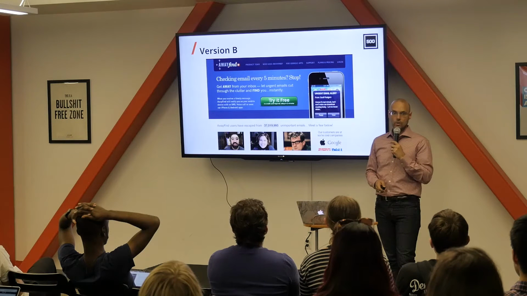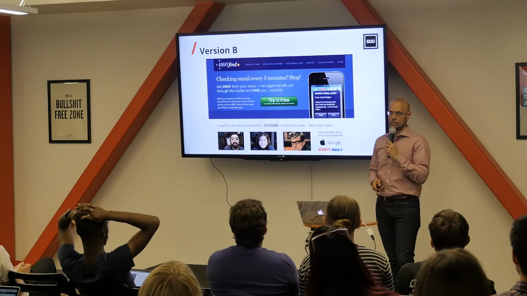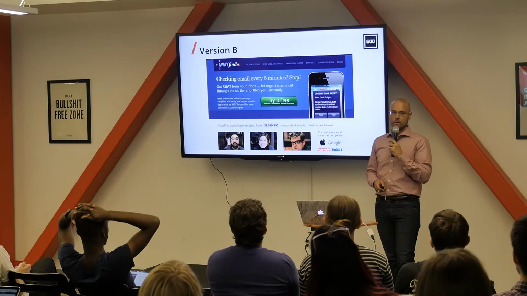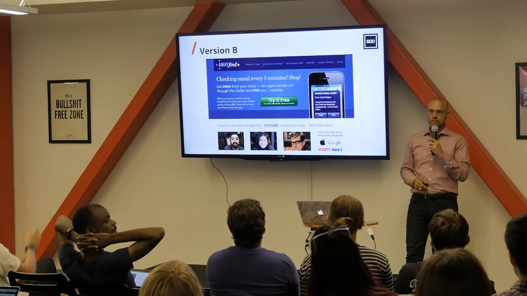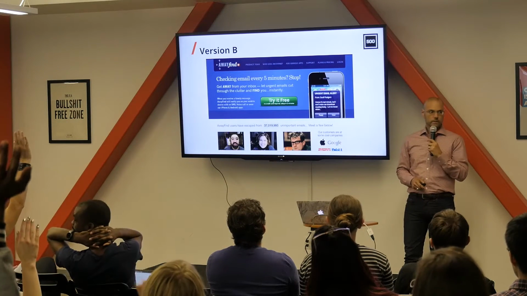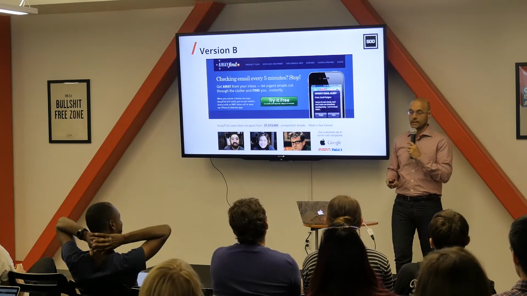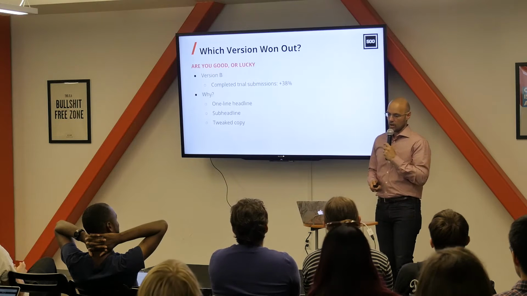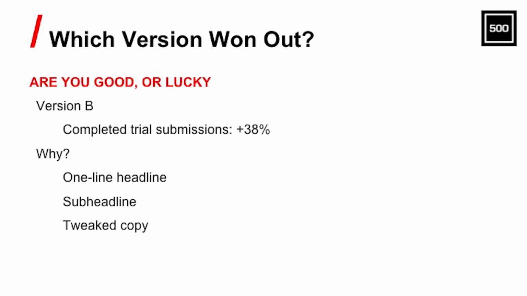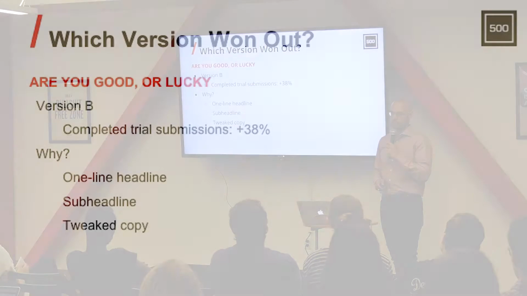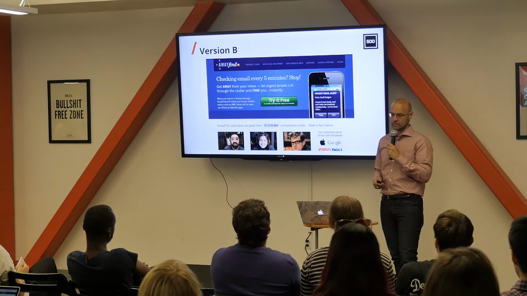So what do you guys think? Which one outperformed on a click-through basis, conversion basis? Okay, show of hands. Version A? Okay. Version B? Okay. And the answer is version B. Completed trial submissions by almost 40% more. Really? This is 40% better.